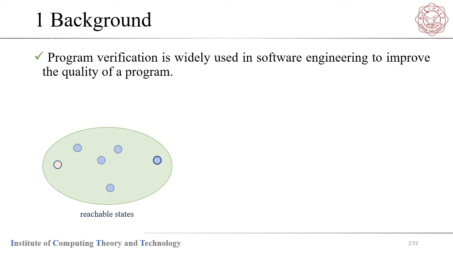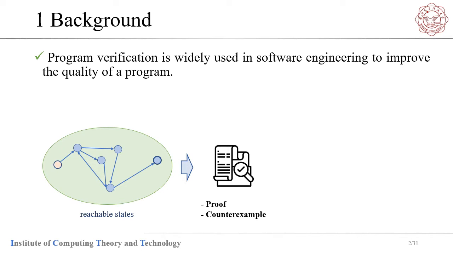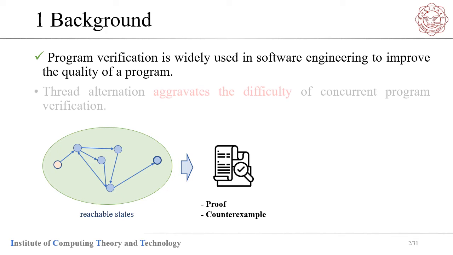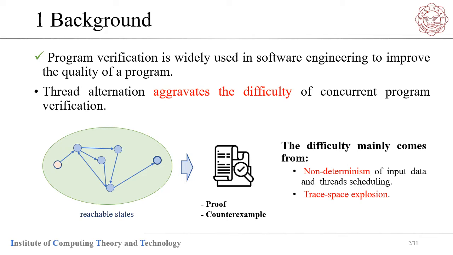In recent years, program verification is widely used in software engineering to improve the quality of a program. Some verification techniques, like model checking, explore the reachable state space to prove the property or report a counterexample if the property does not hold. However, when verifying concurrent programs, thread alternation aggravates the verification difficulty since the non-determinism of thread scheduling will significantly increase the traces to be explored.